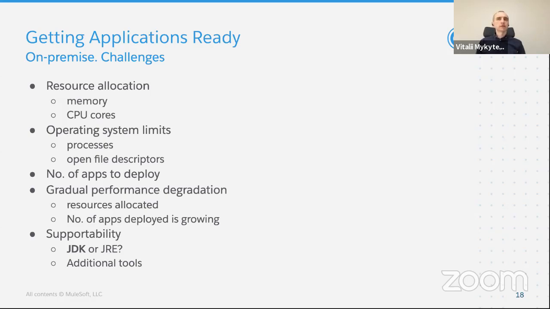And sometimes the on-prem installations have an issue with slow supportability because, for some reason, the Java Runtime Environment was installed instead of the JDK. And using a JRE, you're not able to take a heap dump. You don't have all those tools and utilities which allow you to troubleshoot. And plus, sometimes we lack additional tools for supporting or even analyzing the applications ourselves.